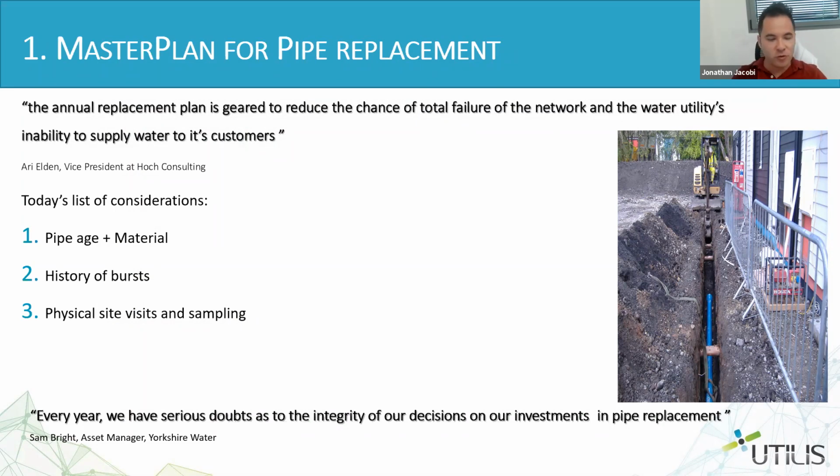We have a few good quotes that I like to use. For example, the annual replacement plan is geared to reduce the chance of total failure of the network. Basically, water utilities have one job. Their job is to supply water continuously, or try to supply water continuously, to their customers. If they cannot do that, they're not doing their job. They have no reason to exist.